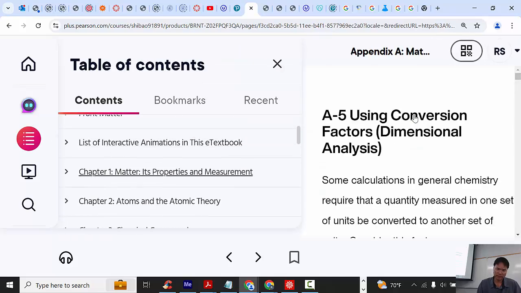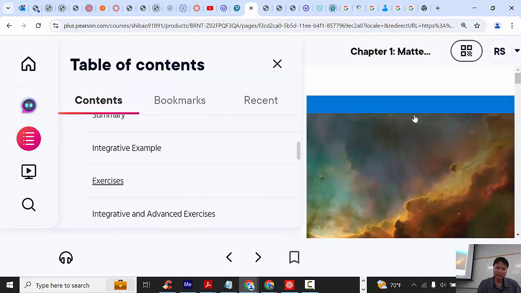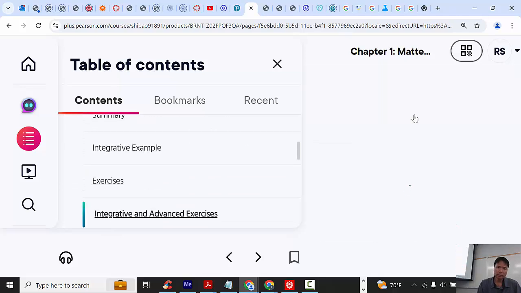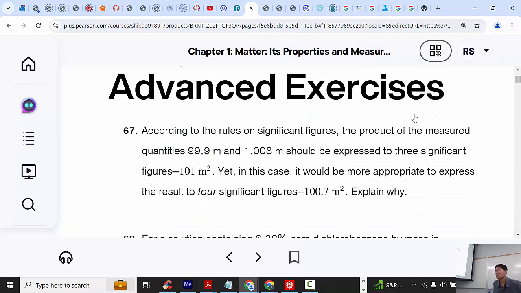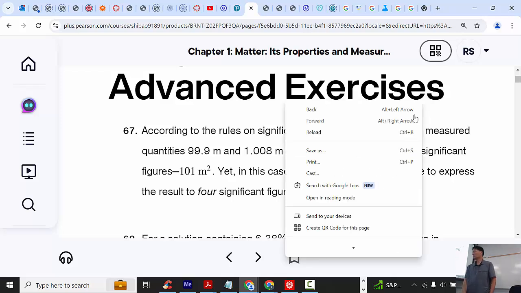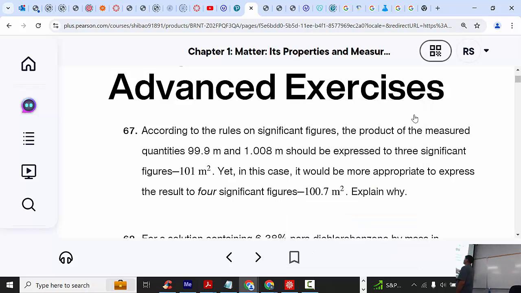Our book has a section of advanced problems, and we're going to just start off with an advanced problem here. According to the rules on significant figures, the product of the measured quantities, okay, so we have 99.9 meters and 1.008 meters. How many sig figs here? Four. Should be expressed to 3 significant figures.